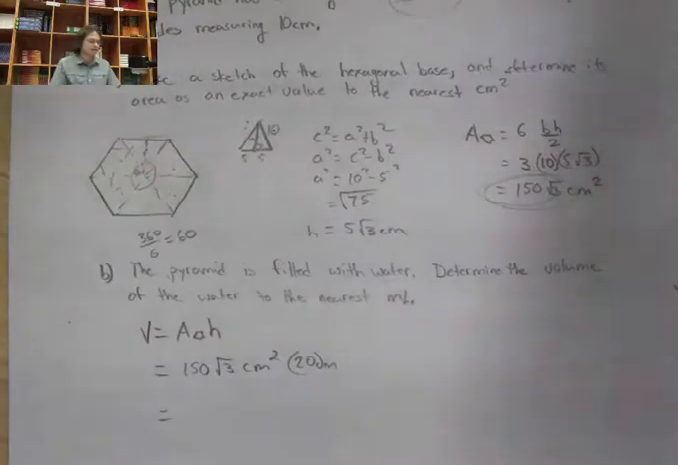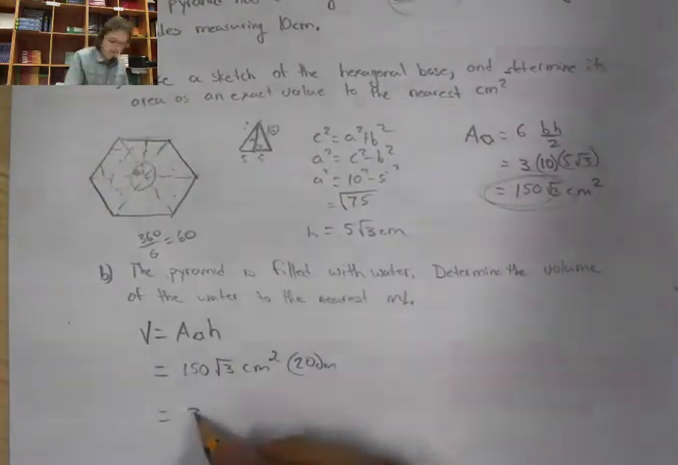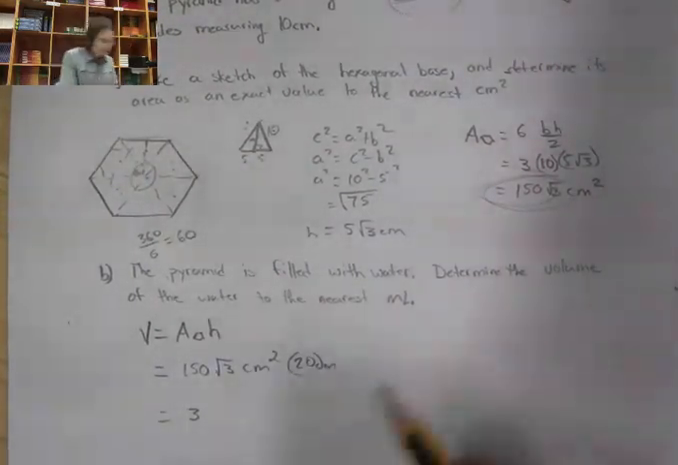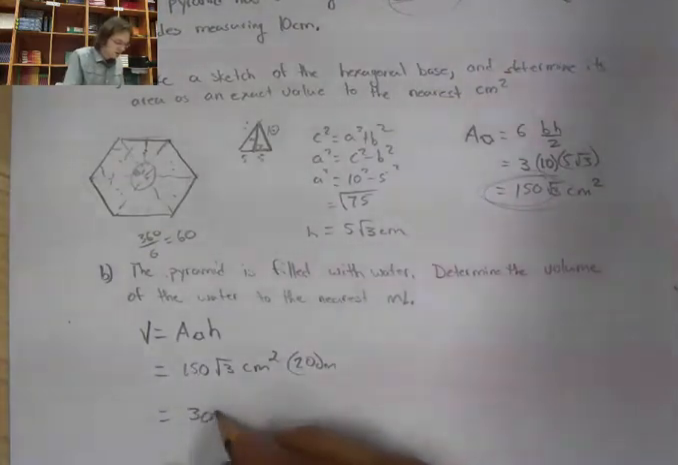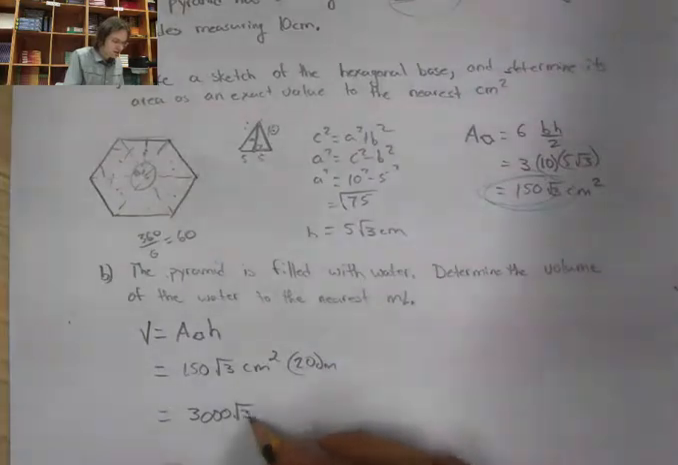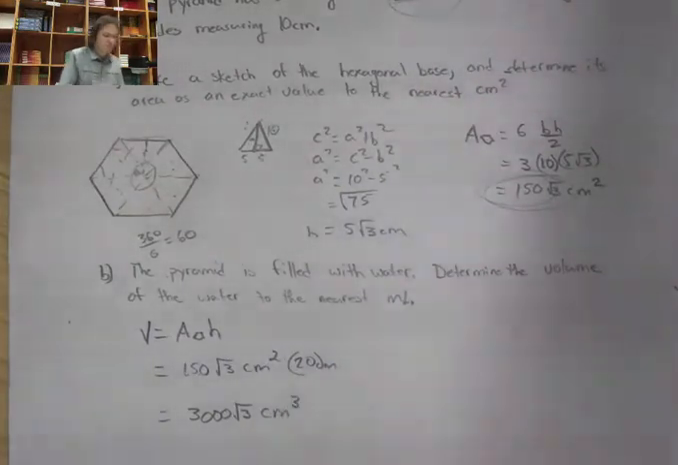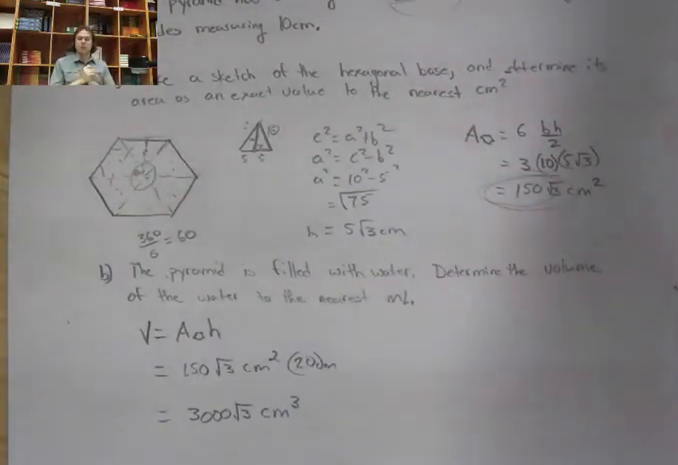Which is going to end up giving me a total of 3,000 root 3 centimeters cubed, and that is my volume. Okay?